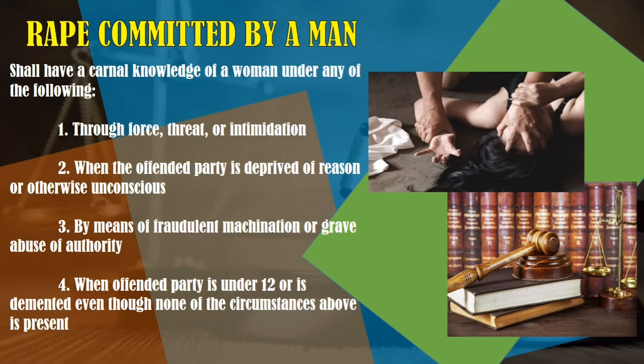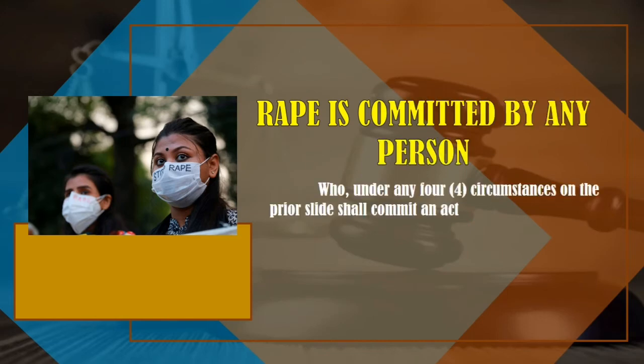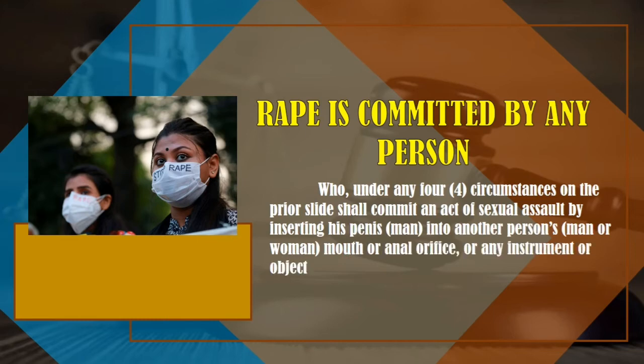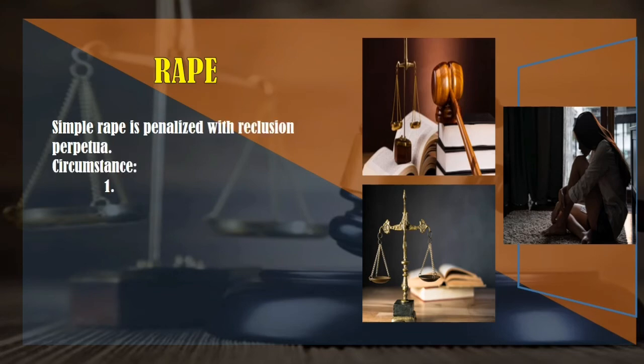And again, class, rape is also committed by any person who, under any of the four circumstances on the prior slide, shall commit an act of sexual assault by inserting his penis into another person's mouth or anal orifice, or any instrument or object into the genital or anal orifice of another person, whether a man or a woman. But this is of lower penalty than that which is committed by a man.